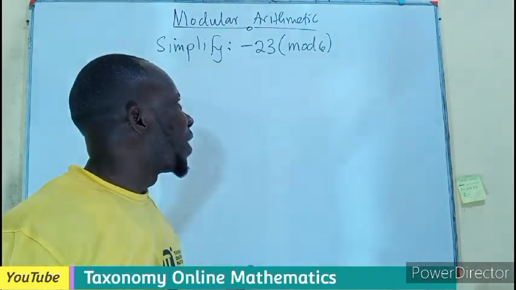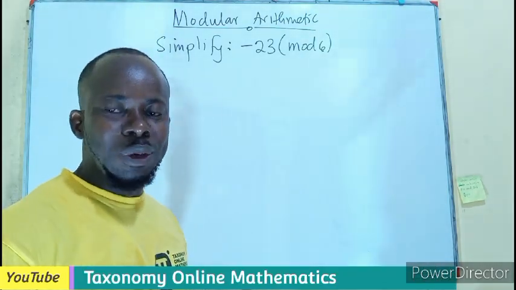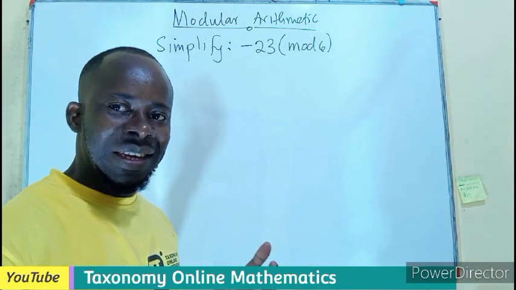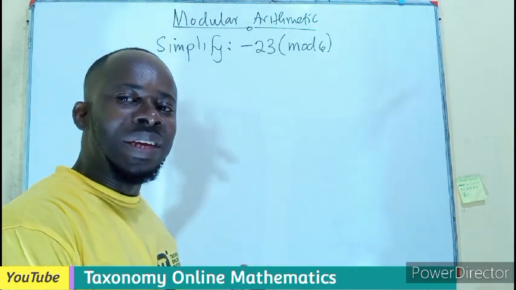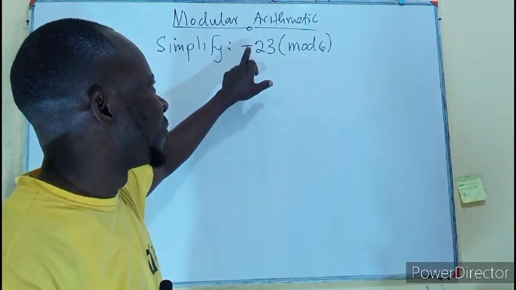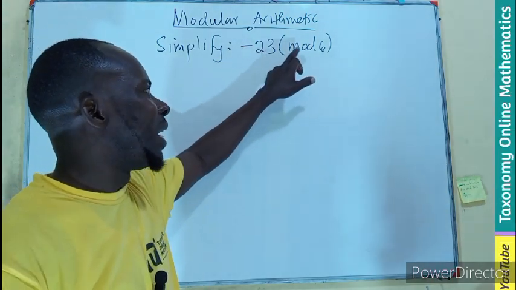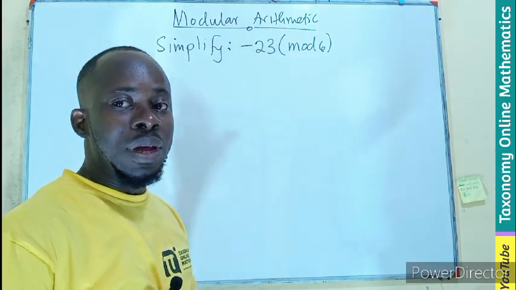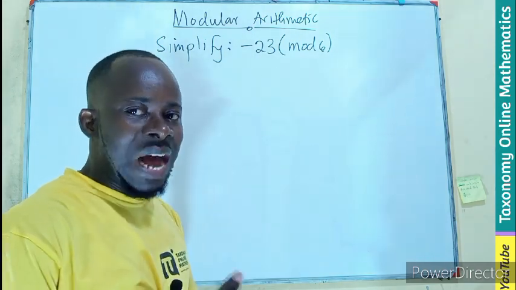Do you know how to work with a negative modulus? Let's look at how we can get the value when we are operating a negative integer in a given modulo. So here we are simplifying minus 23 in the mod of 6. Remember, modulo deals with only positive values as the answer.